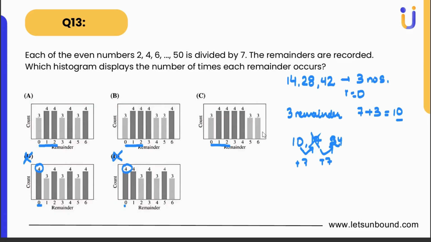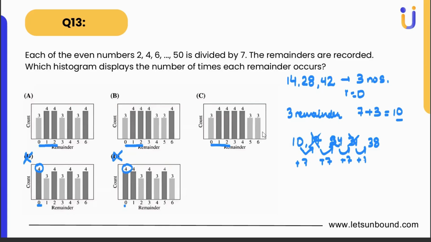Next number, if I look at you, will be 10 plus 7. Again, it will be 31, which is an odd number, not in my list. 31 and 7 makes it 38, again leaving a remainder of 3. So these are the three numbers which are leaving a remainder of 3.